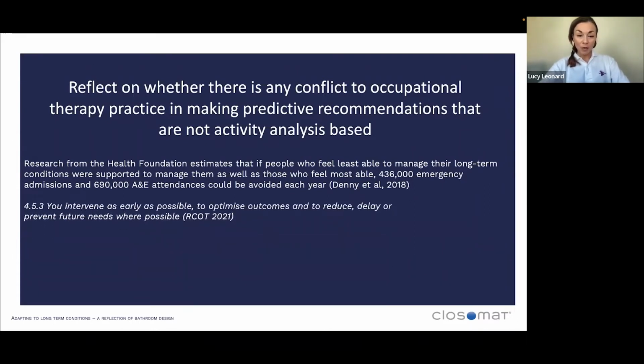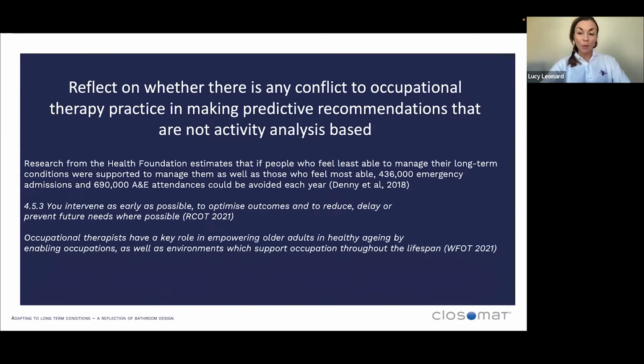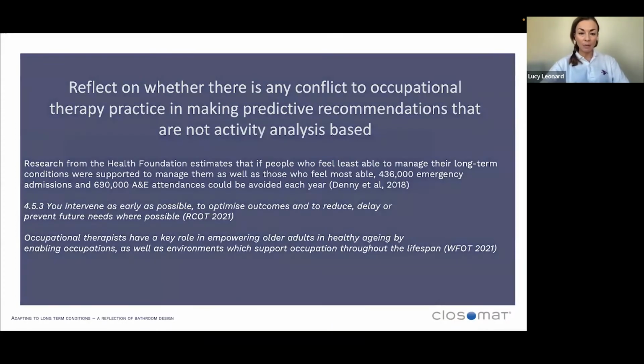And also in our code of conduct, it says you intervene as early as possible to optimize outcomes and reduce, delay, or prevent future needs where possible. So that is part of our professional standards and code of conduct and ethics. And the World Federation of Occupational Therapy said occupational therapists have a key role in empowering older adults in healthy aging by enabling occupations as well as environments which support occupation throughout the lifespan. Okay, I think that they're the important words there, throughout the lifespan.